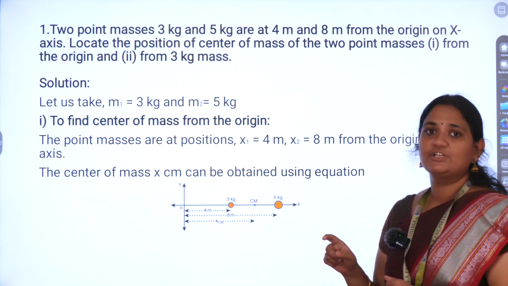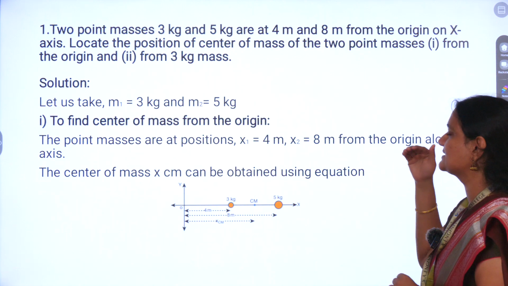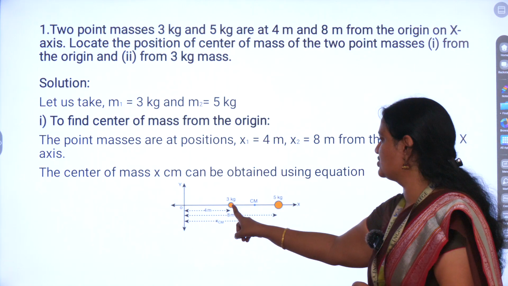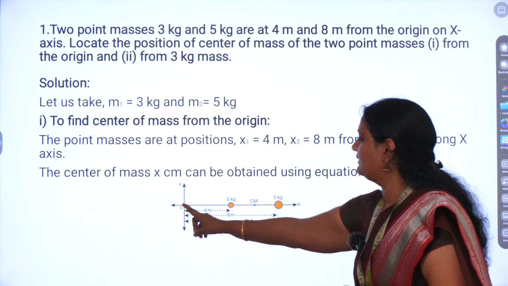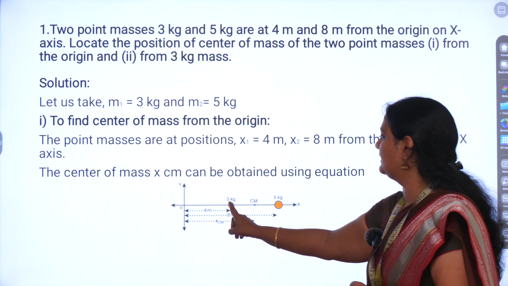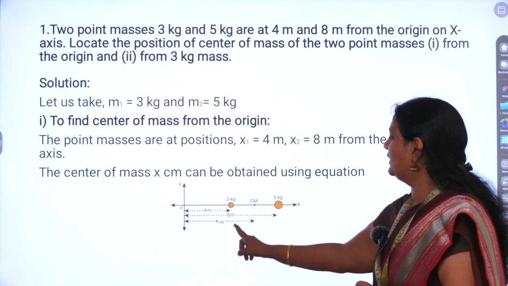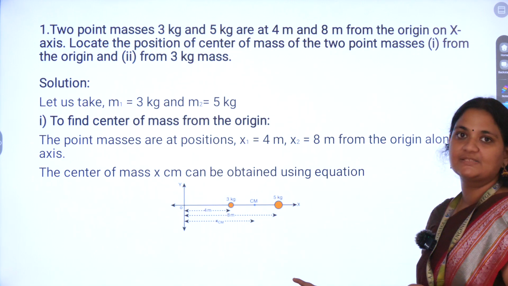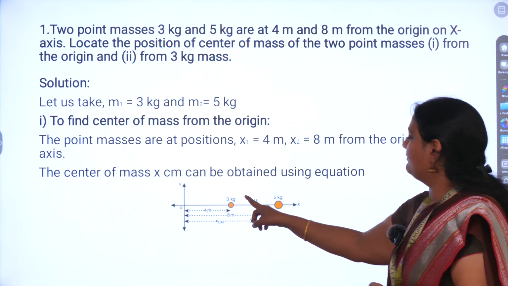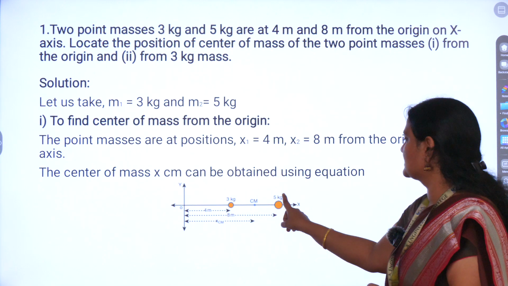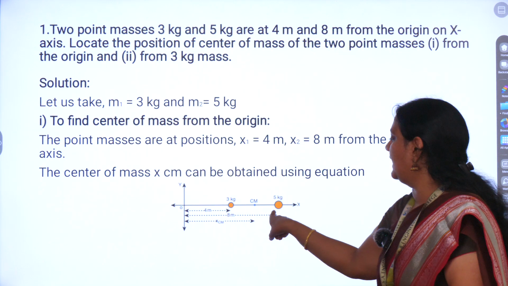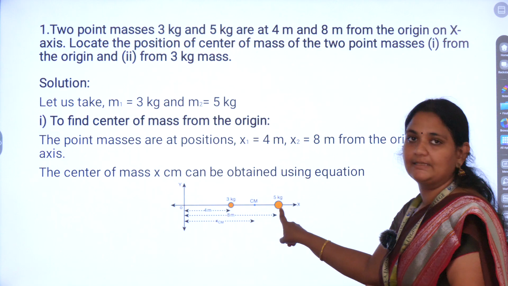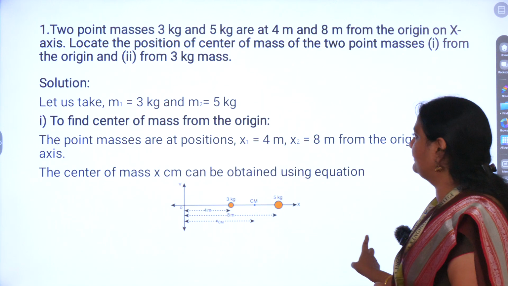For the second condition, you are now going to locate the center of mass from the 3 kg mass. Instead of considering it from the origin, we consider it from the 3 kg mass. In that case, the x1 position for the first mass will be equal to 0. The m1 value is the same. The m2 value is 5, but the distance here is 8 minus 4, which is 4 meter. So the x2 value will be 4.